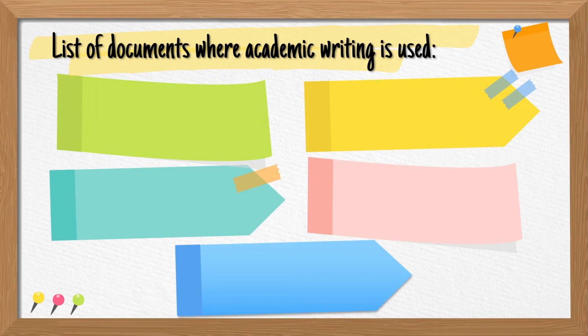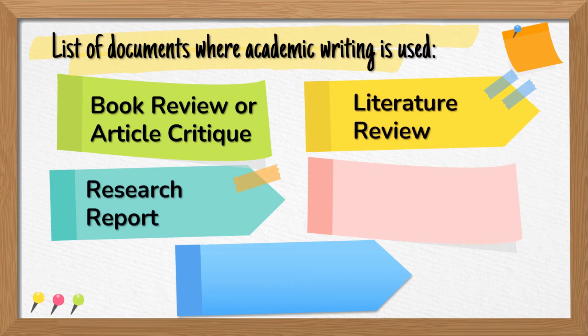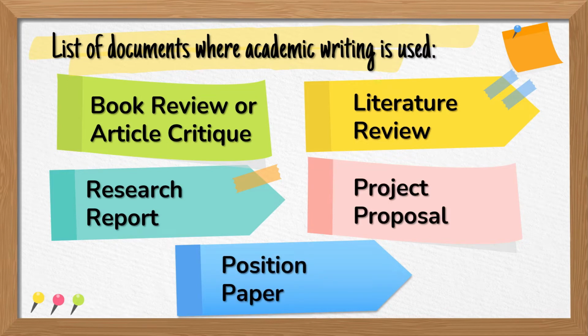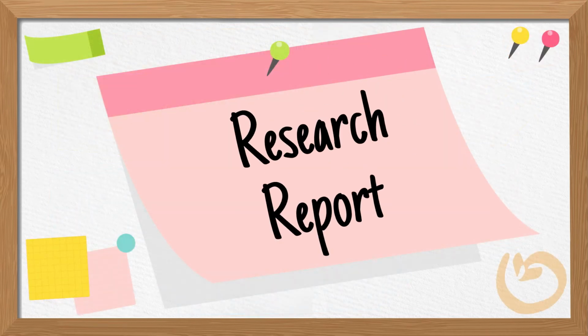Last week, we discussed the first two academic papers, which are book review or article critique and literature review. For this week, we will discuss research report, project proposal, and position paper. Let's start with research report.